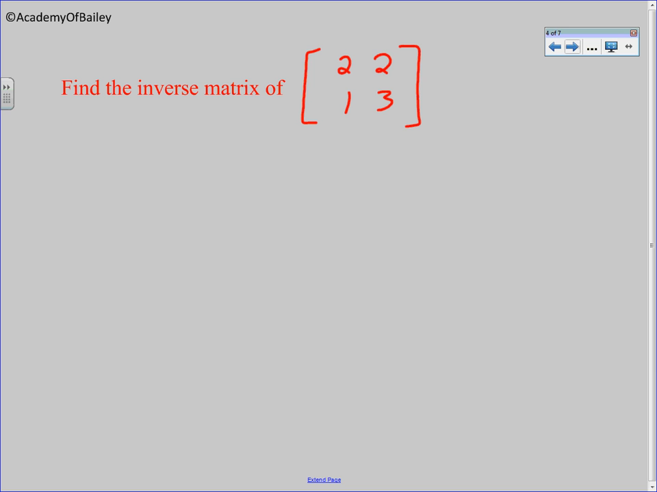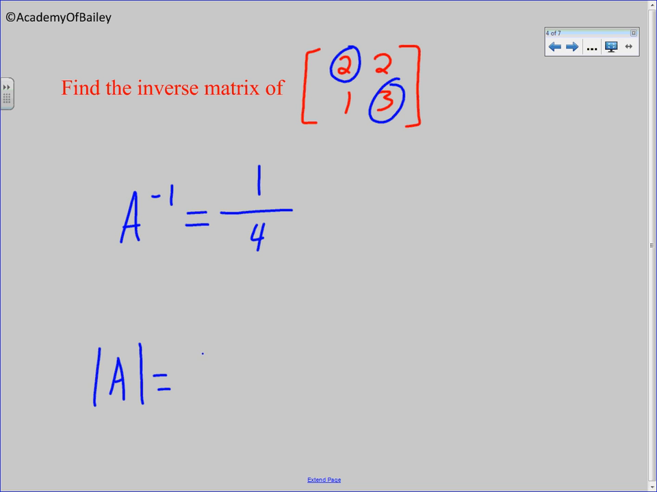Okay, so basically, remember, the inverse of A is equal to 1 over the determinant. So we'll say 2 times 3, which is 6, minus 1 times 2, which is 2. 6 minus 2 is 4. So that's what we have here. 4 is the determinant of A, and that's why it's down here on the bottom.